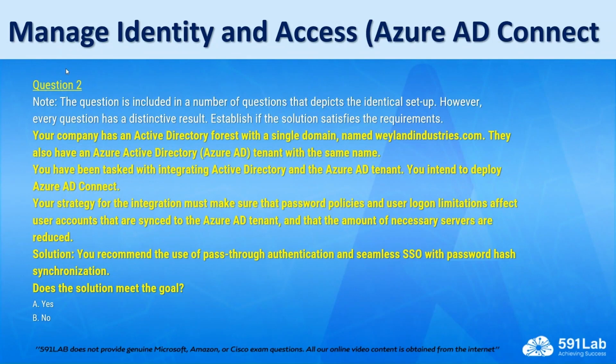Your company has an Active Directory forest with a single domain named waylandindustries.com. They also have an Azure Active Directory, Azure AD, tenant with the same name. You have been tasked with integrating Active Directory and the Azure AD tenant. You intend to deploy Azure AD Connect. Your strategy for the integration must make sure that password policies and user logon limitations affect user accounts that are synced to the Azure AD tenant, and that the amount of necessary servers are reduced.